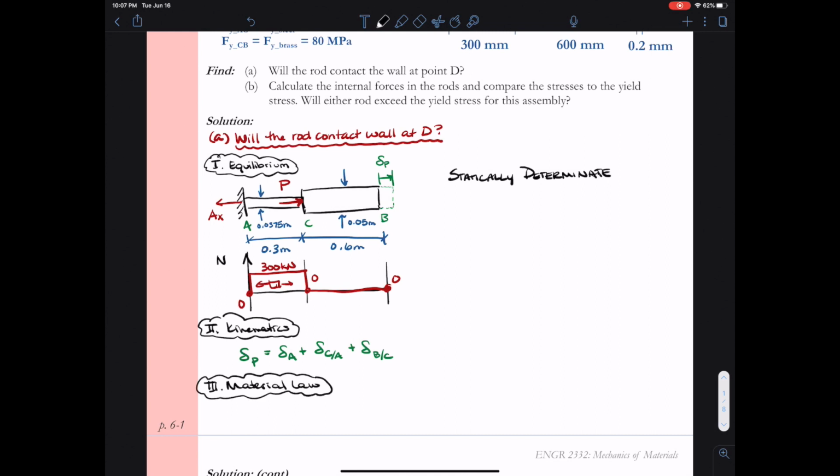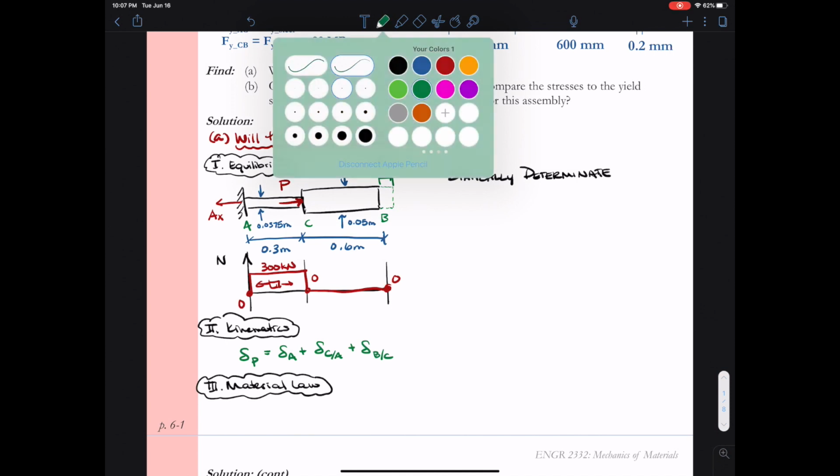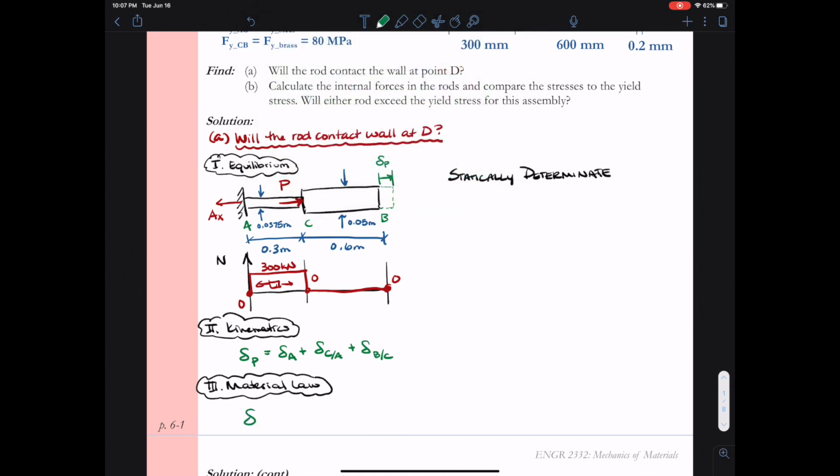We kind of add up those deflections along the length, starting at that fixed end. Finally, we use our third tool, our material law, and that says delta of any particular segment equals PL over EA for that particular segment.